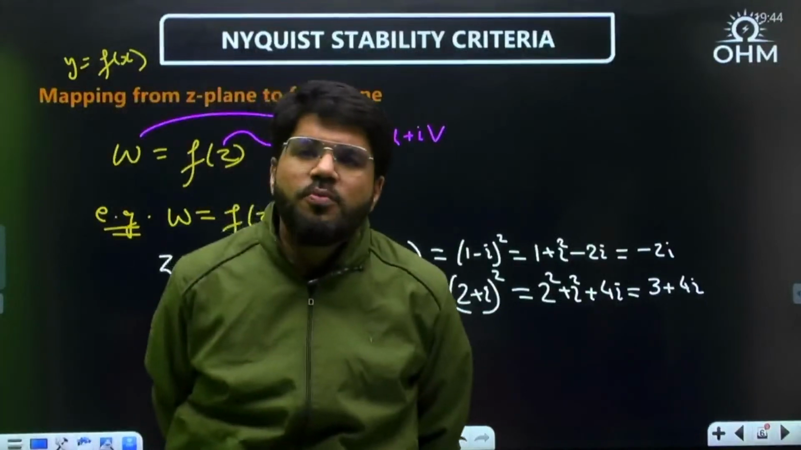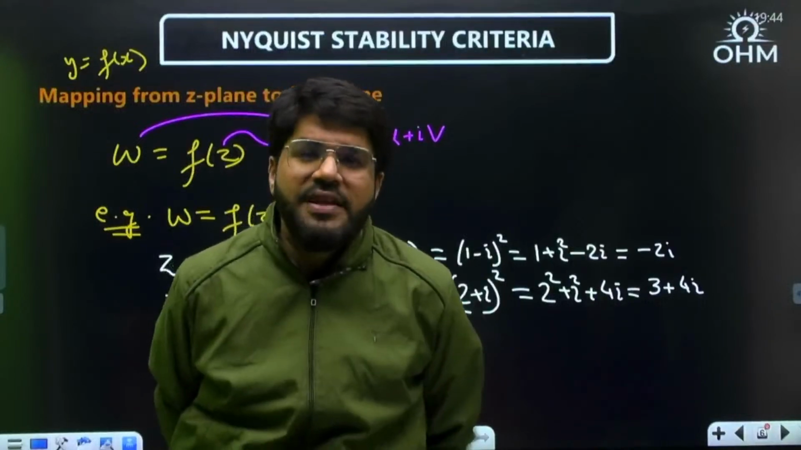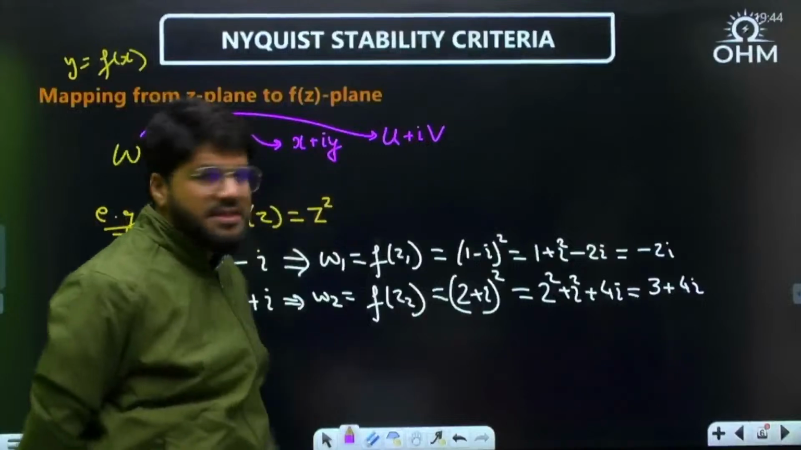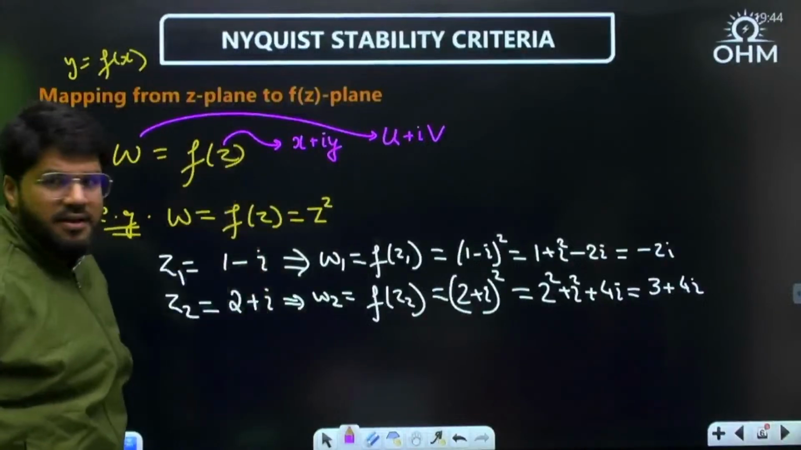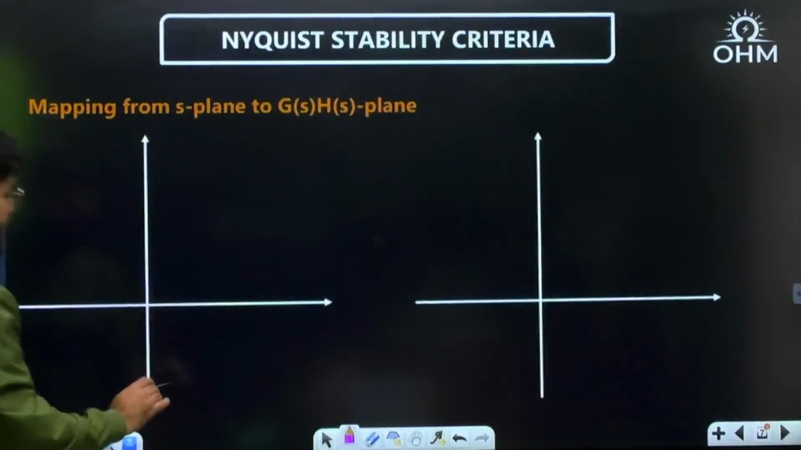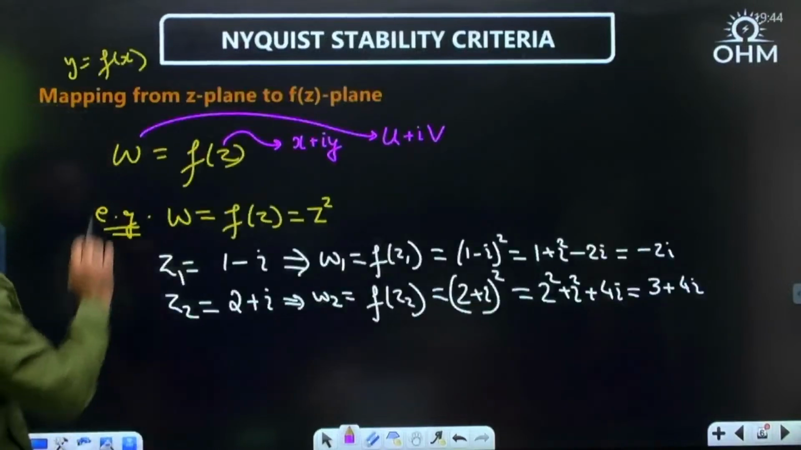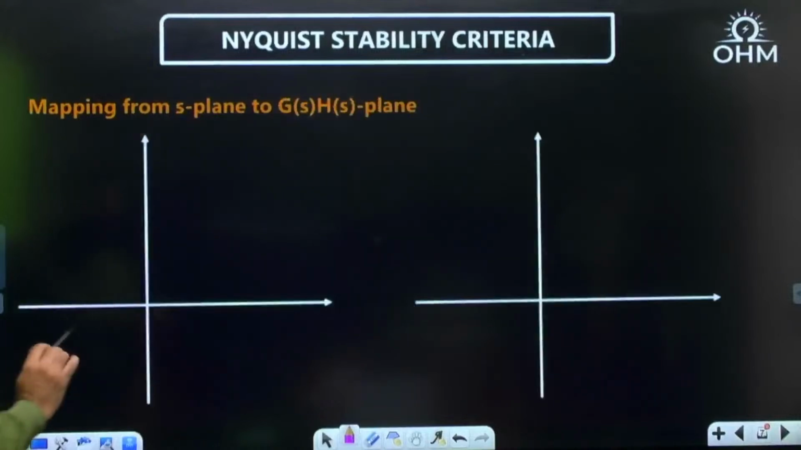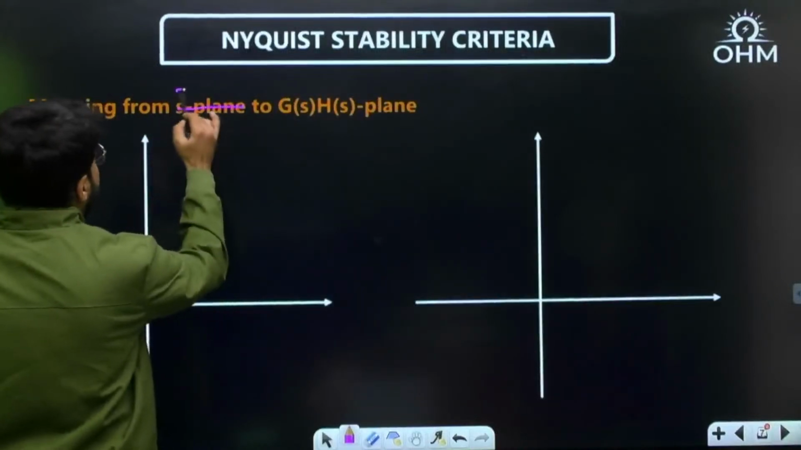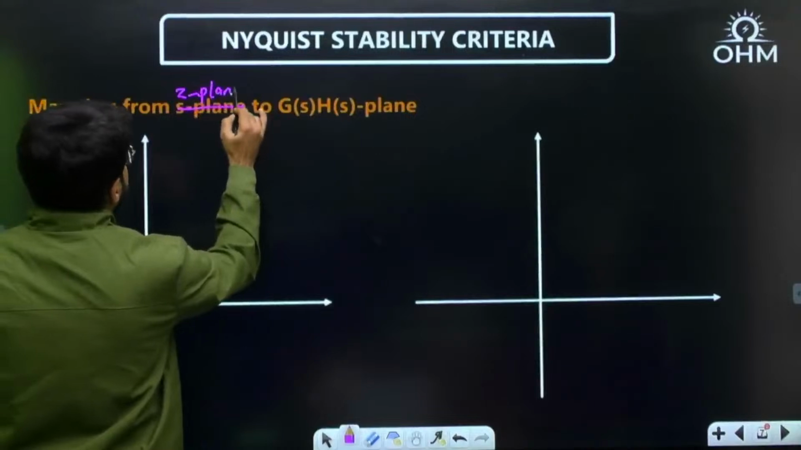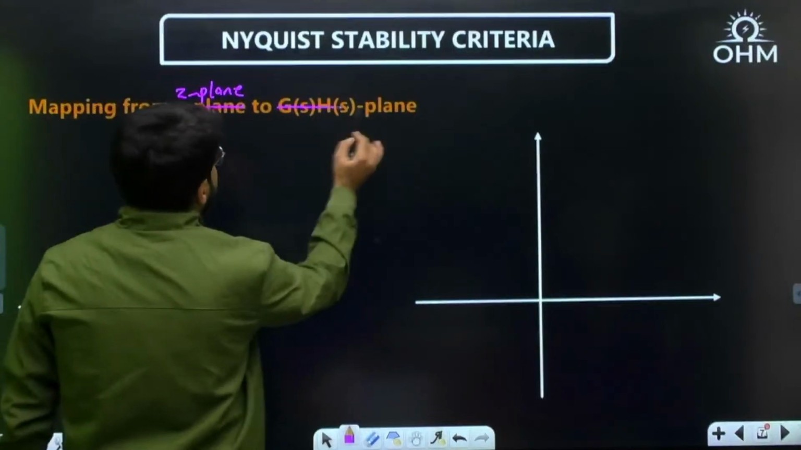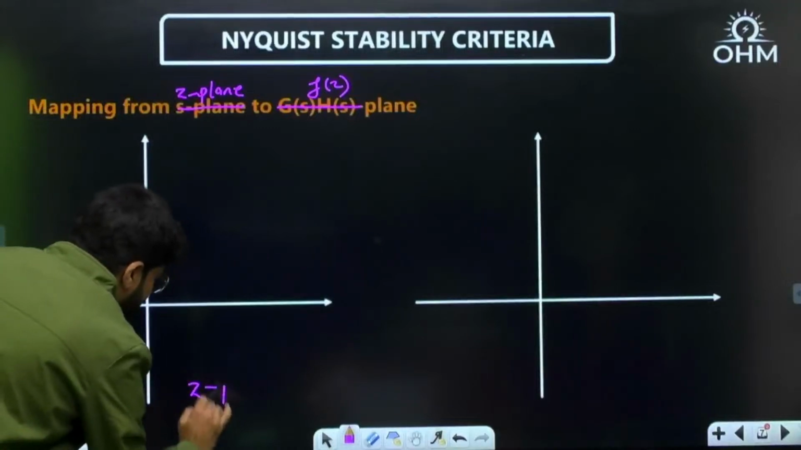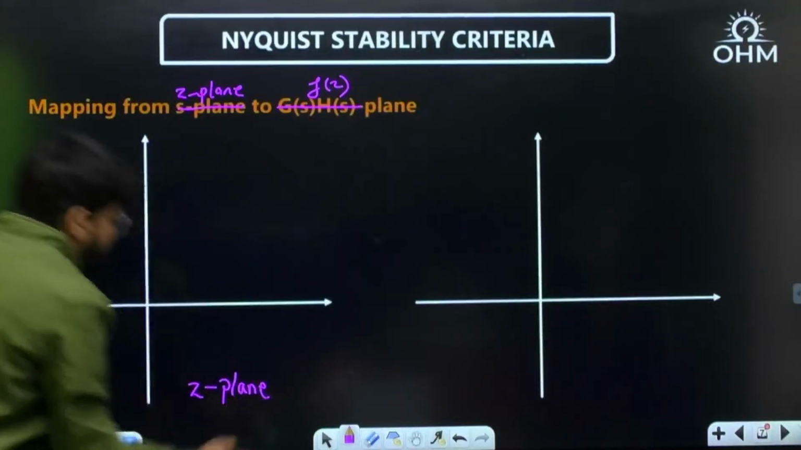Now, first of all, to plot any complex number itself, we need an entire 2D plane, because a complex number has two parts, the real part and the imaginary part. To plot the value of z, what we need is something known as the z plane. So let's be in the z plane right now, then we will go to the G(s)H(s) discussion. We need something like the z plane to plot the value of z.